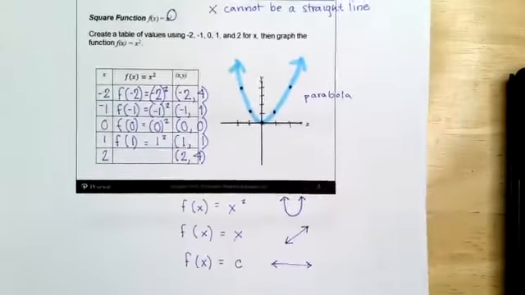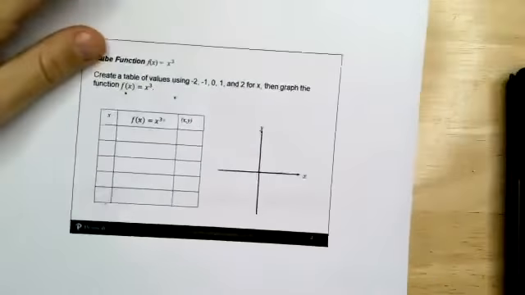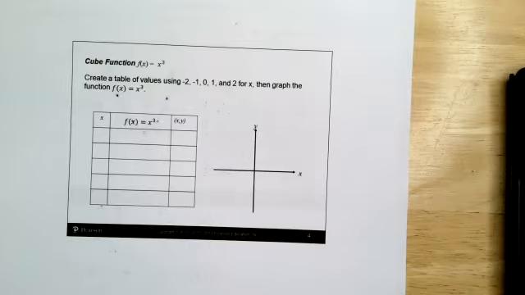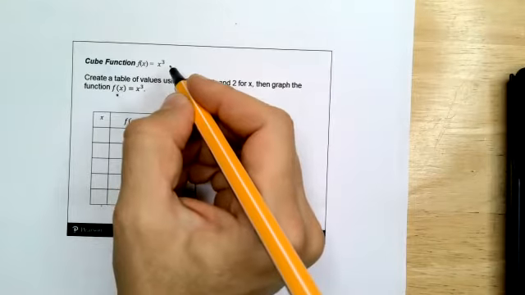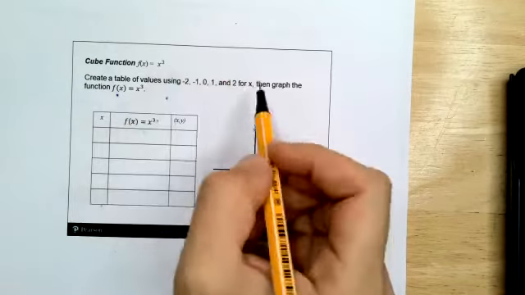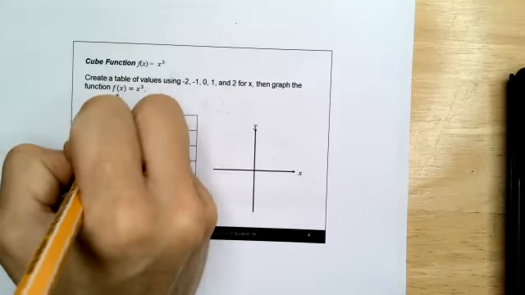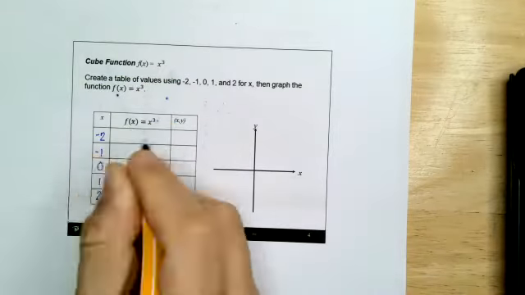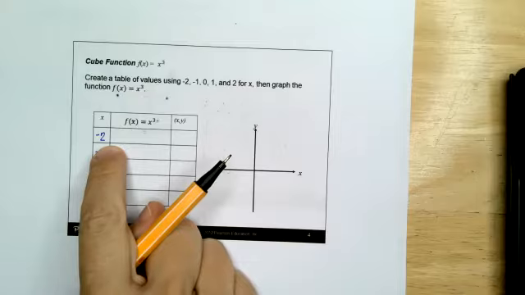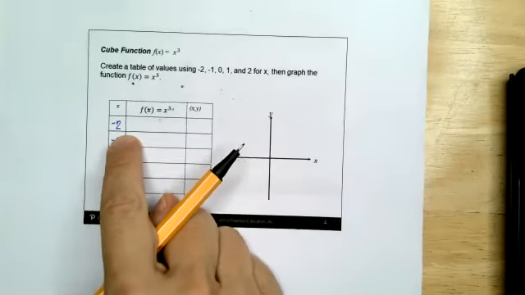After the square function, we're going on to the cube function, okay? Same thing. So x is being raised to a third power. Whatever you input as your x, here it's the same terms, -2, -1, 0, 1, and 2. Whatever I input is going to be raised to the third power, multiplied times itself thrice.